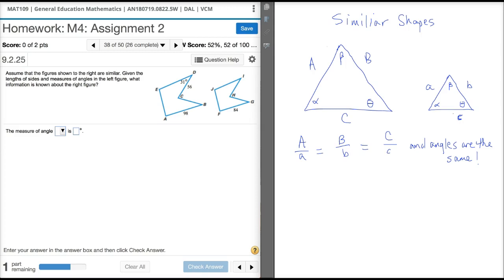Whenever we have shapes that are considered to be similar, then what that means is that the sides of both of those shapes are proportional to one another. So here we're saying that side big A divided by little a is going to be proportional to side big B divided by little b, which is also proportional to side big C divided by little c. Okay, so all these sides are proportional to one another in this same way.